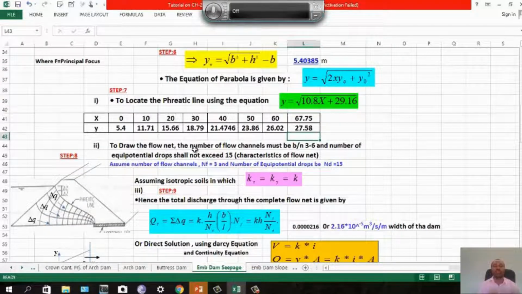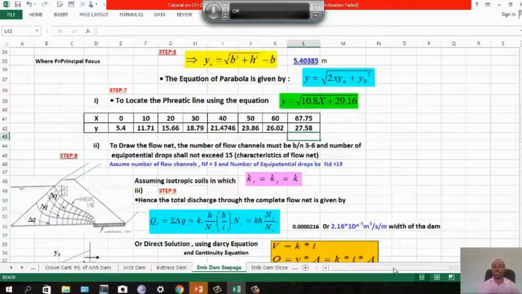To draw the flow net, the next step is that the number of flow channels must be between 3 and 6, and the number of equipotential drops shall not exceed 15. This is according to the characteristics of a flow net. Flow channels can be 3 to 6, and equipotential drops shall not exceed 15.